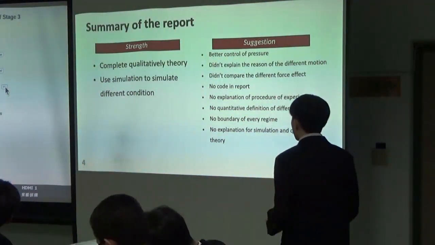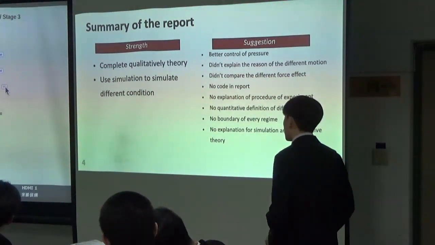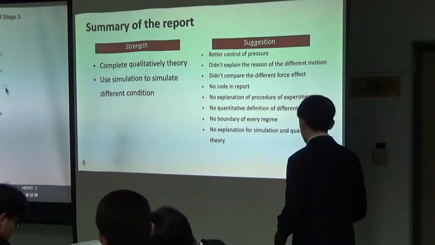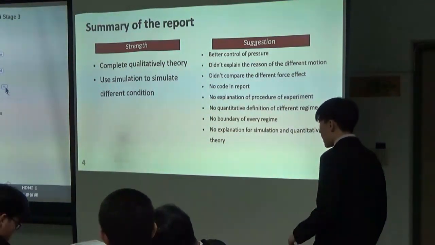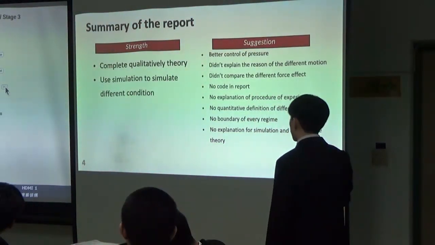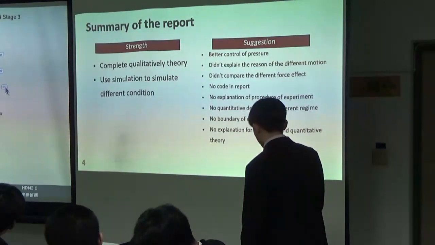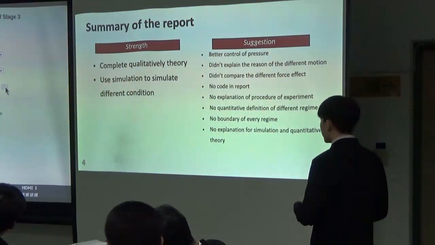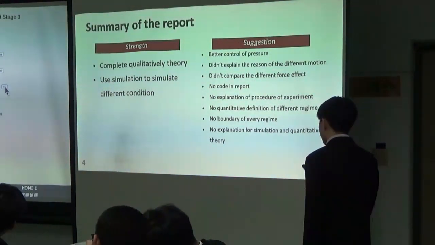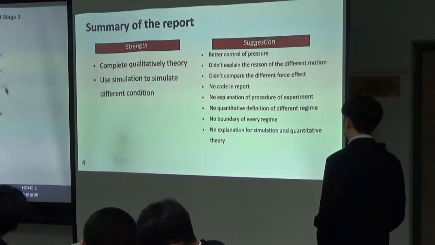But under the suggestions, first of all, I think the reporter could better control pressure or perhaps explain how they control the water level, because there was no explanation of this in the report. Next, onto the boundary between the different phases, the reporter did not explain why those phases happened. I think that the reporter should at least qualitatively analyze how the different forces interplay with each other, how they might cause the different phases to happen.